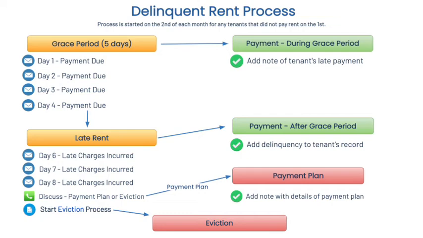So there you have it. That's how to automate and track the delinquency process so you don't have to track down delinquent rent manually every month. And remember that this template is completely customizable, so make it fit your process.